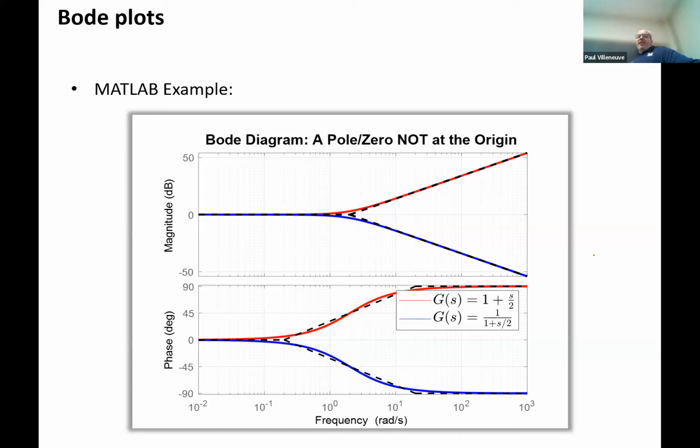For the phase plots, this is where it's a little bit different. It actually crosses exactly at the break frequency. So the approximate or the exact, they give the same number at the break frequency. The worst case error is right here and right here, 1/10 above and 1/10 below. This is off by plus or minus 6 degrees on both sides.